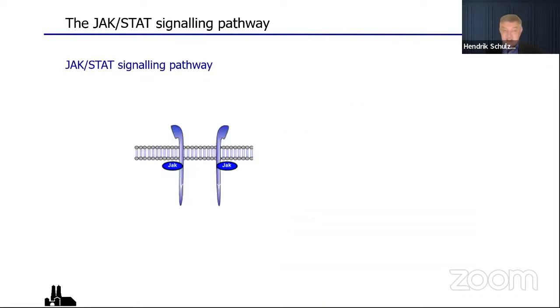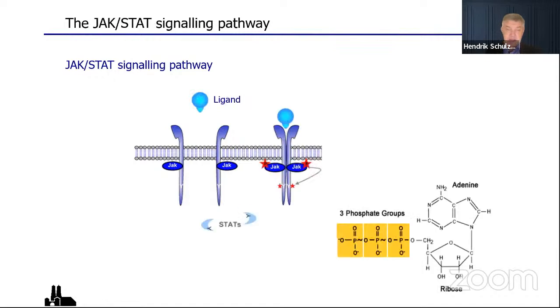So JAK signaling pathways work in essence like this. There are transmembrane cytokine receptors bound to a JAK: 1, 2, 3, or TYK2. When approached by a ligand, this ligand interacts with one of the receptors that dimerizes with the other chain, bringing into close proximity the two JAKs, which phosphorylate each other or the receptors themselves.